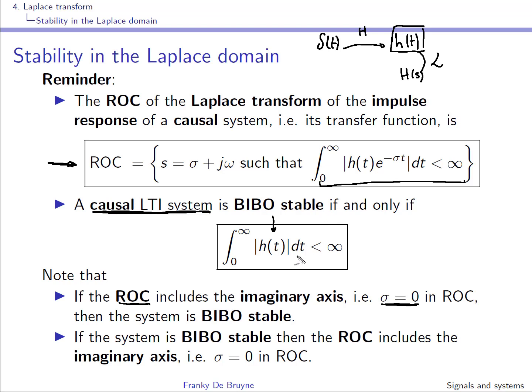Okay, if the system is BIBO stable, so this condition must be satisfied, then sigma equal to 0 must be in the region of convergence of H of s, because this integral is bounded, and sigma equal to 0 must therefore be in the region of convergence.